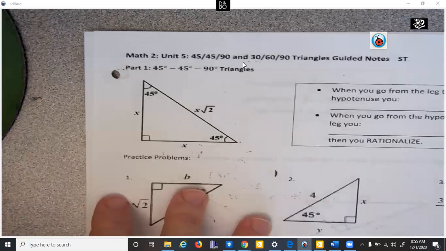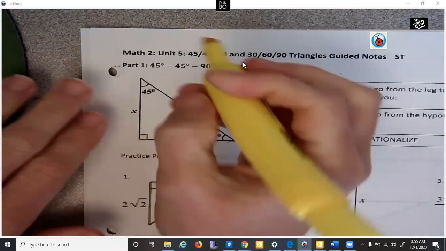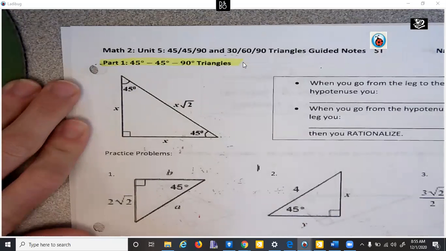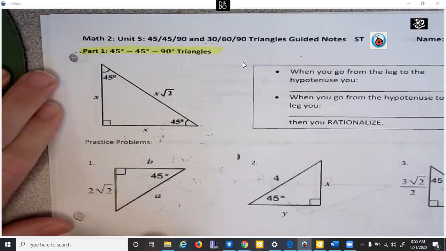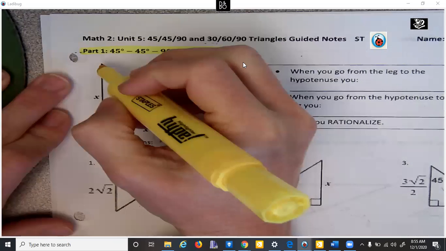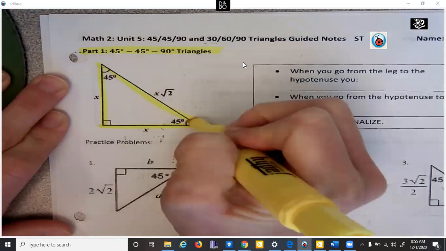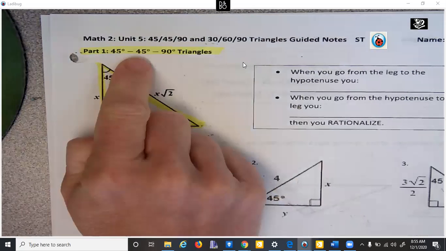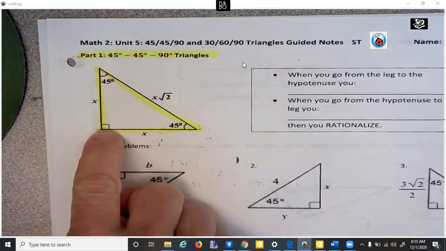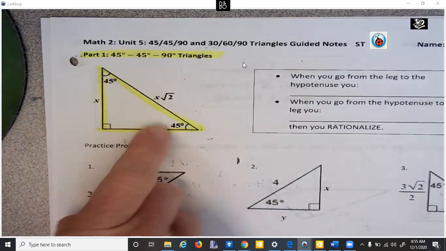What you need to write down on your notebook paper, you do need to write this down. Part one, we're going to be doing 45, 45, 90 triangles. And here's a picture that I recommend you draw. A 45, 45, 90 triangle is a right triangle because it has a 90-degree angle. And then it has two 45-degree angles.